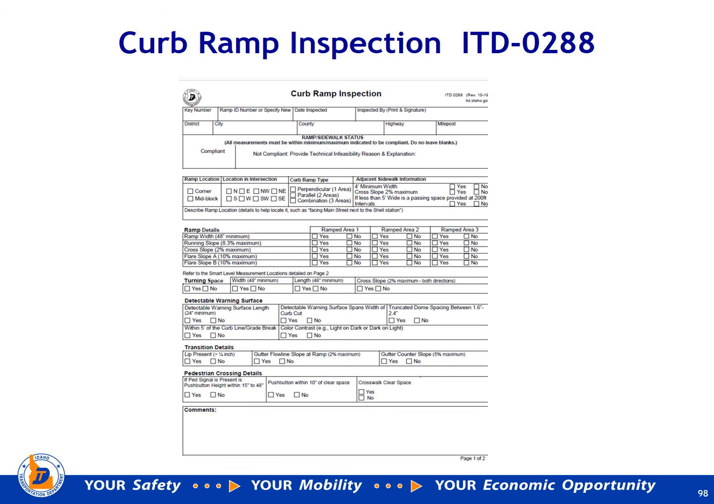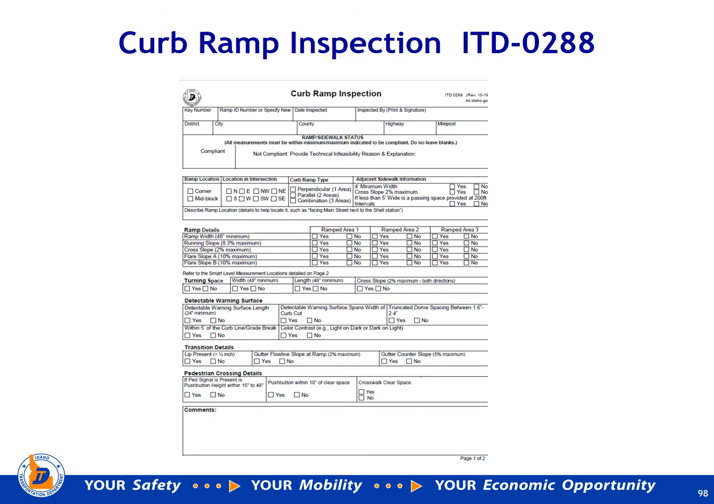Here's an example of the ITD's curb ramp inspection form. It's form ITD 0288. What this form does is basically covers the inspection attributes for all the curb ramp types. Basically, it covers your ramp widths, slopes, all that kind of stuff, and identifies whether it's compliant or not compliant. And there is a portion there for non-compliant that you really need to explain any reasoning for why the ramp could not be constructed fully compliant.